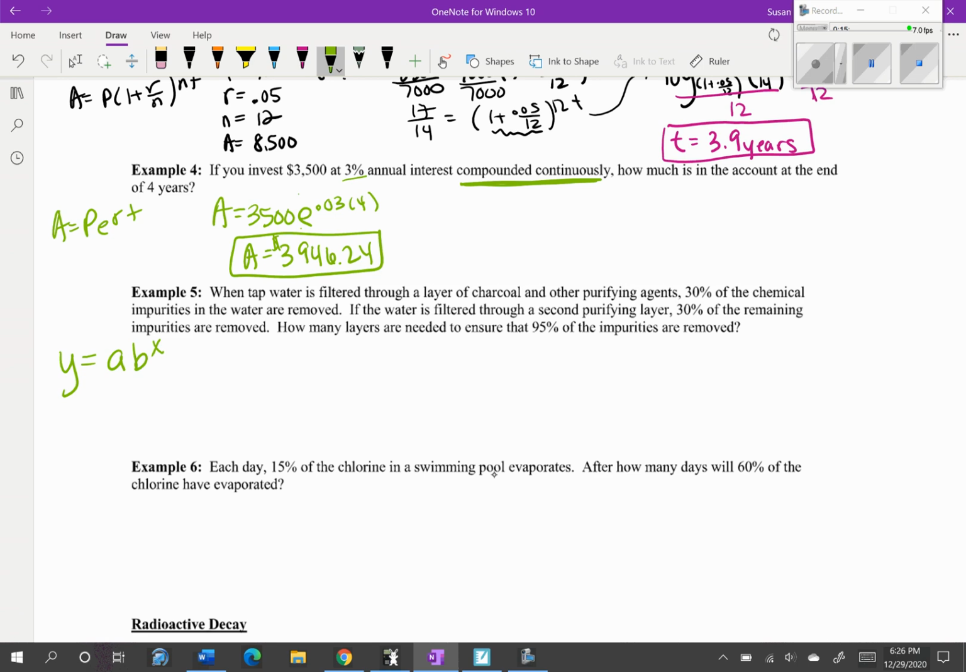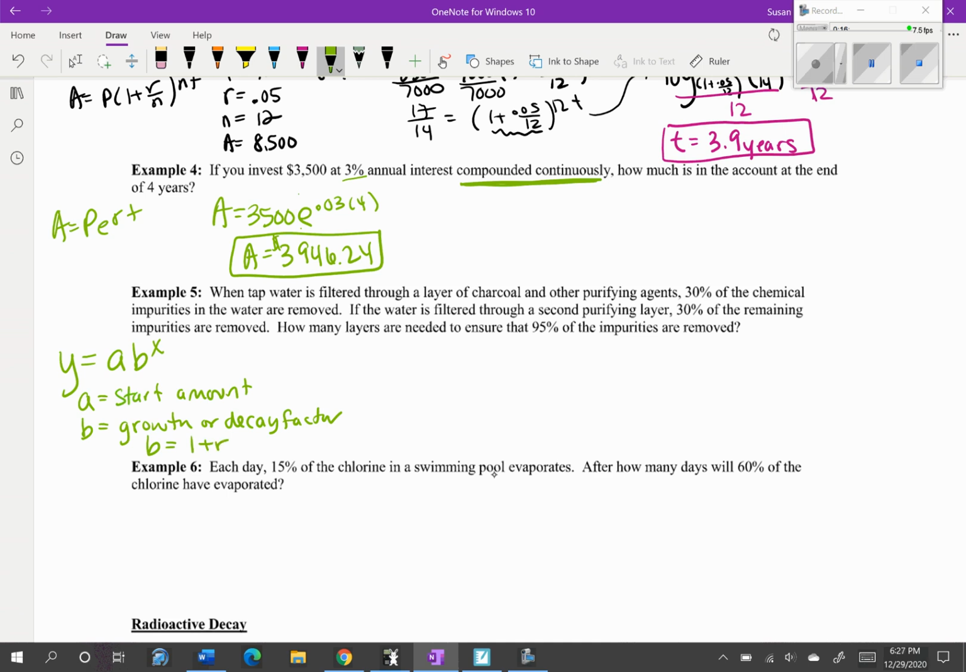So for our exponential equations, remember that a is always your starting amount, and b is always the growth or decay factor. We talked about that in Math 3 and also Math 1. And so remember that the equation for b is 1 plus your rate.